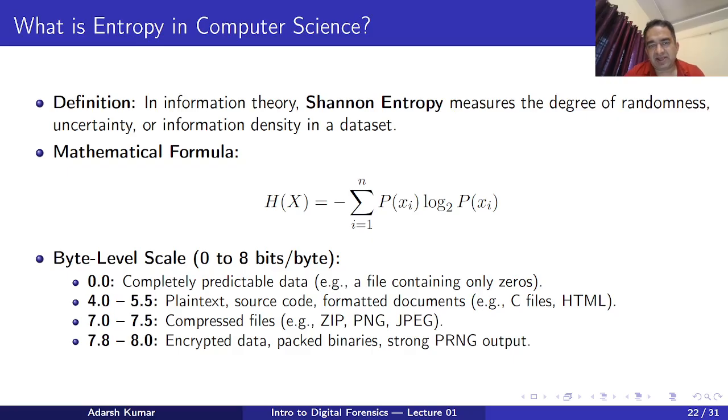Normal text files and source code usually sit around 4 to 5.5. Compressed files like zips and JPEGs jump to around 7.2, while fully encrypted files or packed malware binaries push all the way close to 8.0.